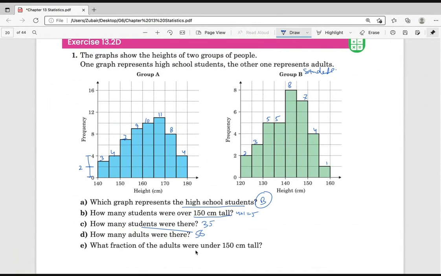What fraction of adults were under 150? So this is 150. So 3 and 4 out of 56. 1 by 8.